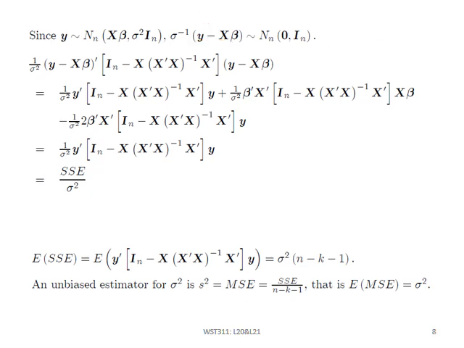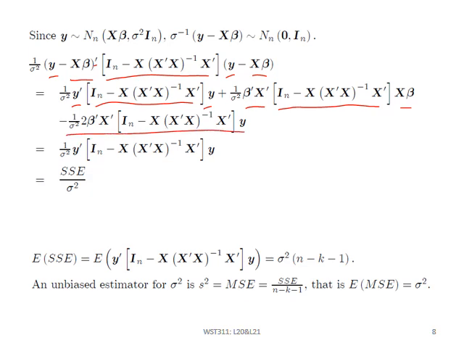Doing the algebra, we can obtain the following. Y transpose over here, multiplied with the matrix in the square brackets, times y. Then also x beta transpose, which leaves us with beta transpose x transpose, the matrix in the square brackets times x beta, minus 2 times the cross products.